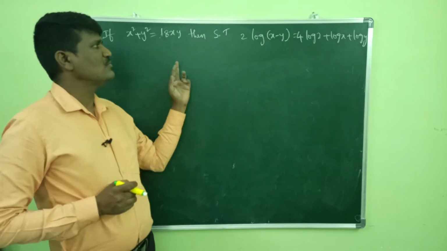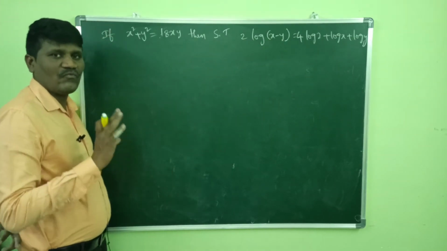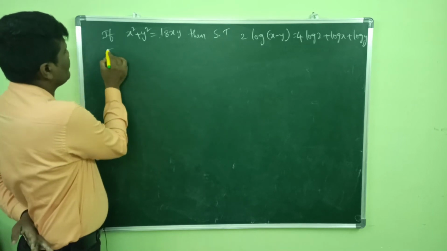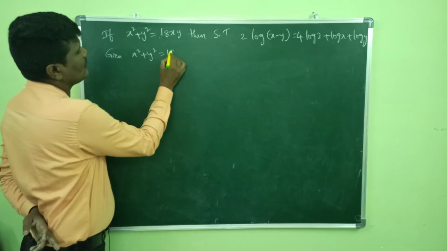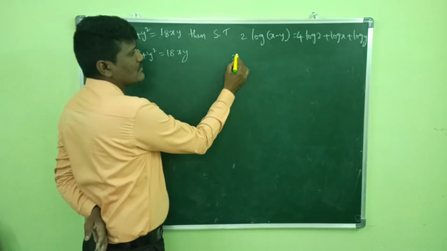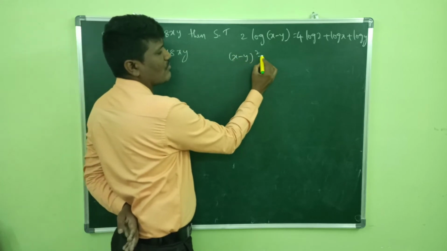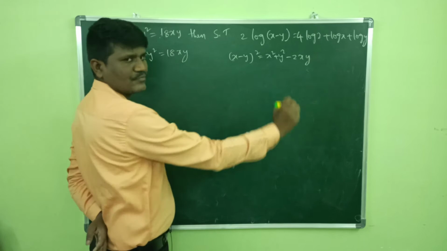This is the next problem, the only difference is minus. So as in the previous problem, what is the first step? Given x square plus y square is equal to 18xy. So now which formula should I use? The x minus y whole square formula: x square plus y square minus 2xy.